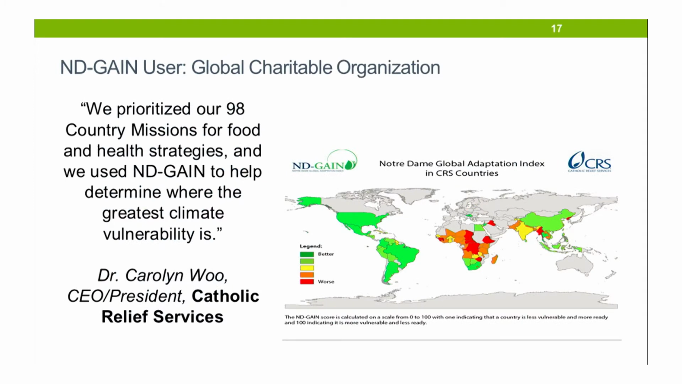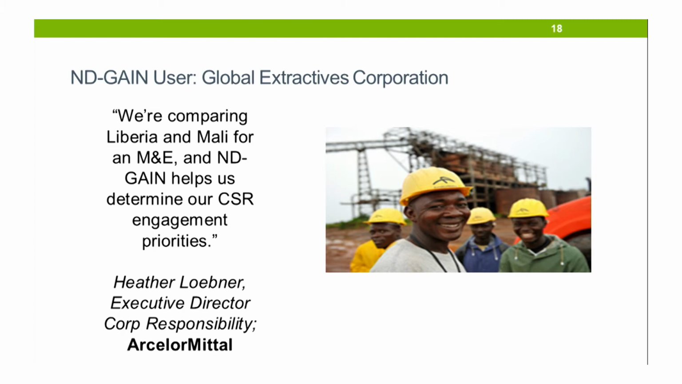Now, is this useful? How do we tell? By usage. And we find that, yes, it is being used. People are finding it useful. Here's an example of a charitable organization, Catholic Relief Services, using it to guide them in where they put their investments. Another example is a company trying to make a decision: do we set up a new plant in Liberia or Mali? They could look at the information we had, and look into the detail of the information to help them make that decision.